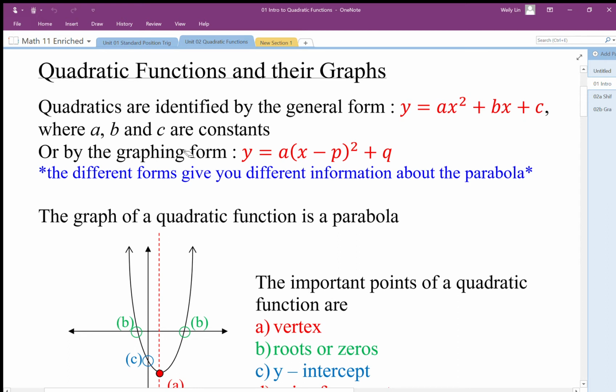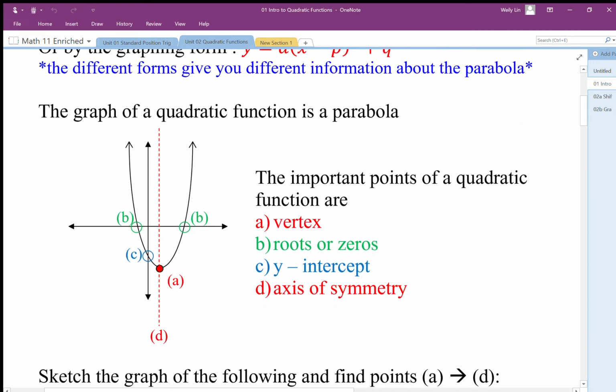So here we have another form which is called the graphing form, and the a's here are actually the same a, but the p and q are different than b and c. The p and q allow us to find the vertex. Okay, so this general form doesn't allow us to find the vertex, but this graphing form does. And we have these different forms of the parabola that tell us different aspects of that function. So we need to be able to relate the fact there's going to be three different forms. We're going to need to relate these different forms to different parts of the function.